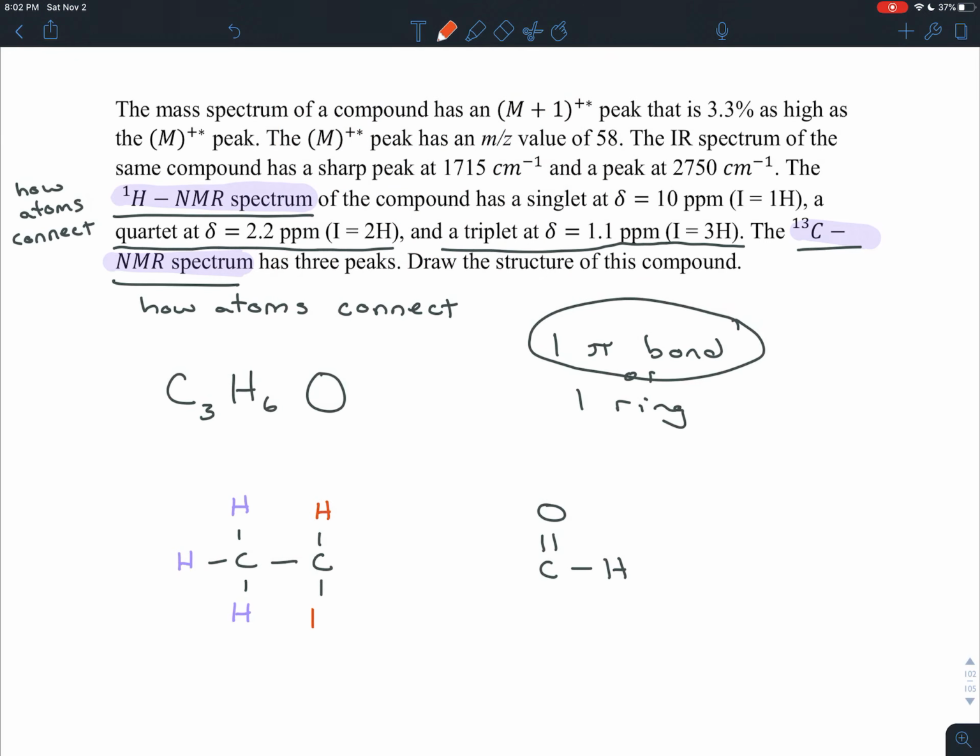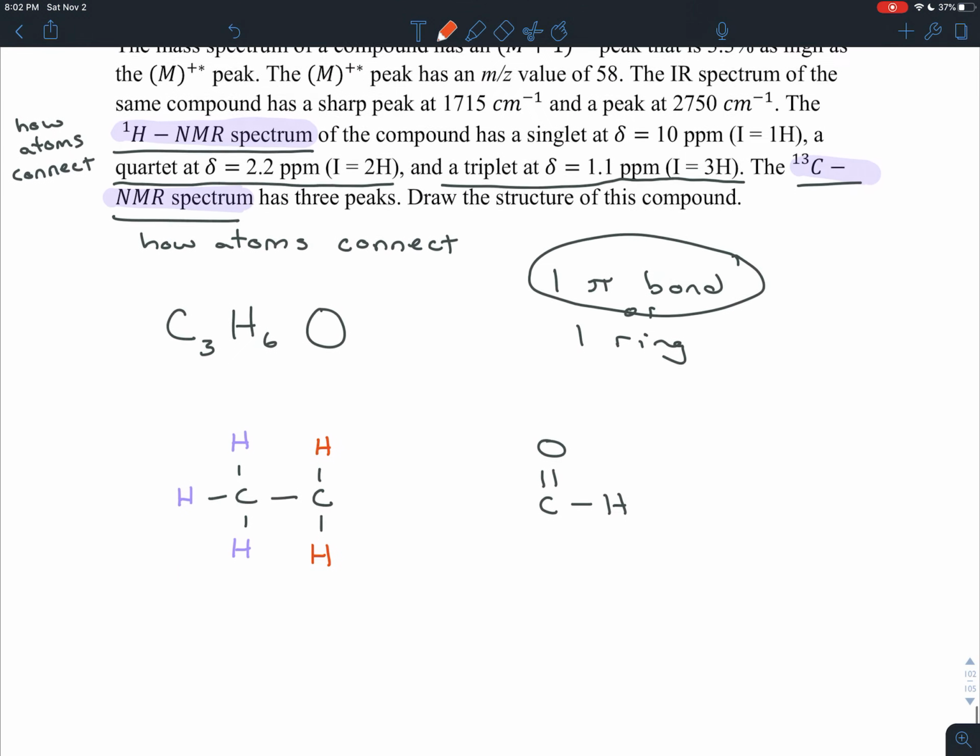The other patterns you should remember are if you have a septet and a doublet, especially if the integration is 1 for the septet and 6 for the doublet, that's the sign of an isopropyl group. And if you have a singlet with an integration of 9 hydrogens, that's a tert-butyl group. But a triplet and a quartet, that's a sign of this very common branch, which is an ethyl group.